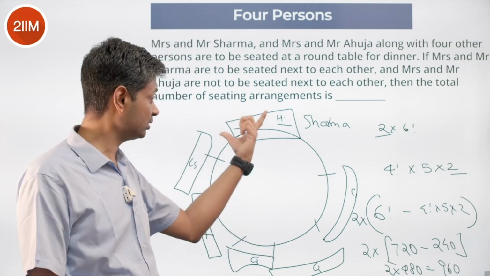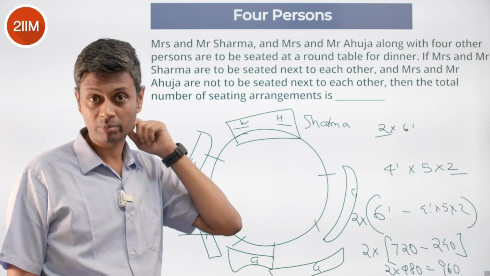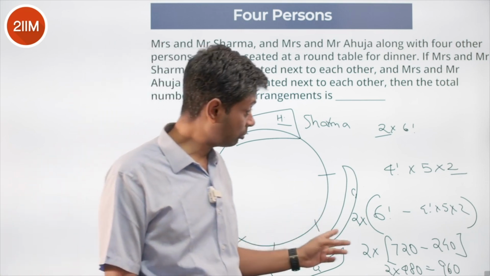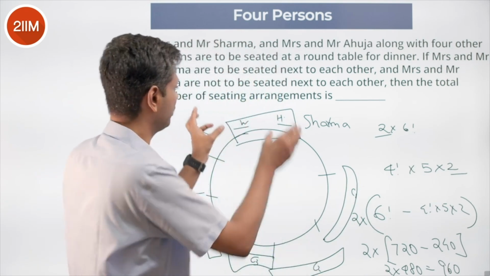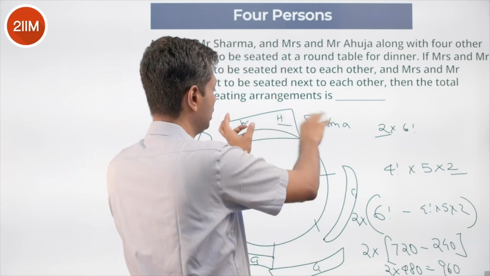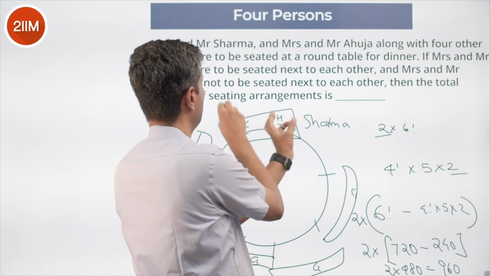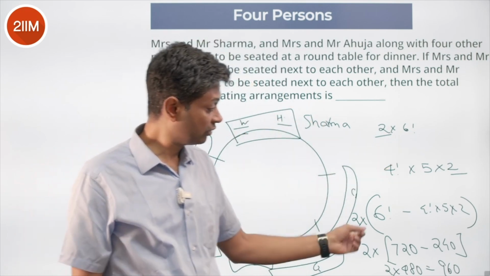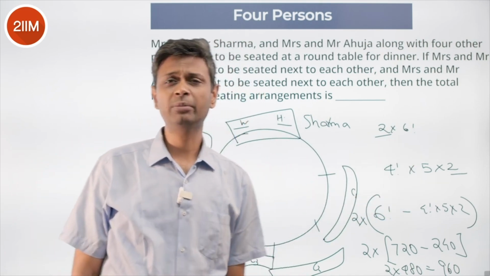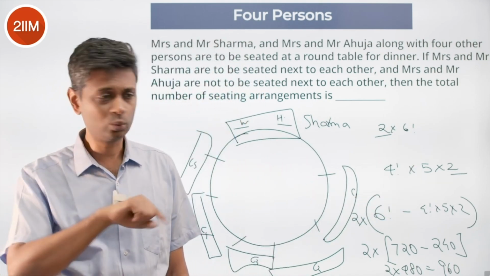For the husband and wife like this, then husband and wife like this. So my final answer is 2 times 6 factorial minus this number. Assuming that husband and wife are here, wife and husband are here, I'll have to subtract this. Assuming wife and husband are like this, I have to subtract this. So twice of 6 factorial minus this, 720 minus 240, 480, whole thing into 2, 960.